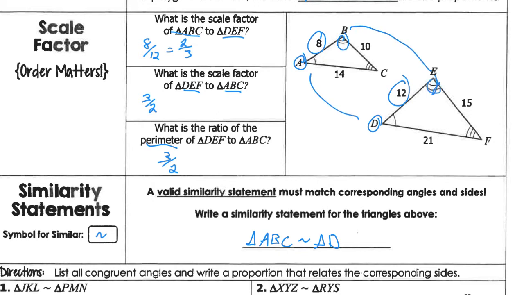I'm just looking at these little marks and the angles to know which ones are congruent. So B was second, so I'm going to put E second. And then F is matched with C. So that's a similarity statement. You just have to make sure the order stays the same throughout.